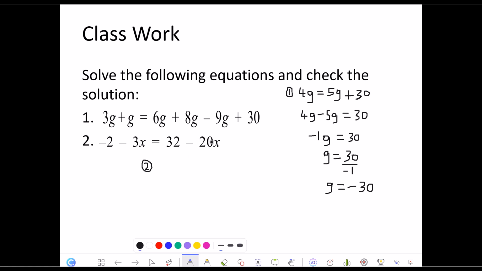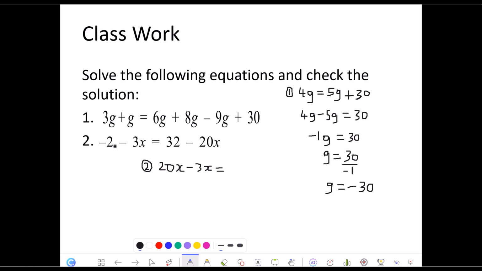Then minus 20x and minus 3x, they are the same term. So minus 20x needs to cross over. So to do that, I'm taking 20 to this side. 20 will become positive 20. It will now become 20x minus 3x. So that is all. I'm through with this side.